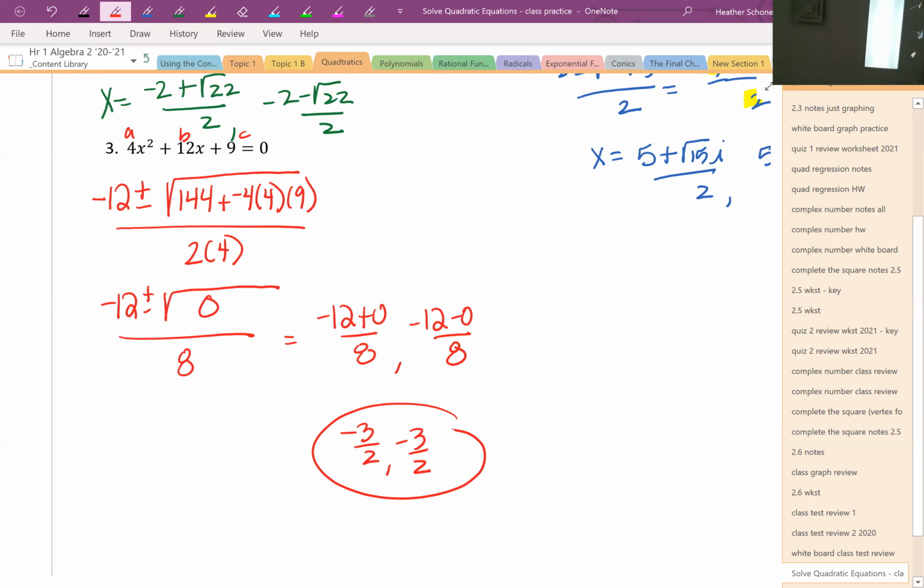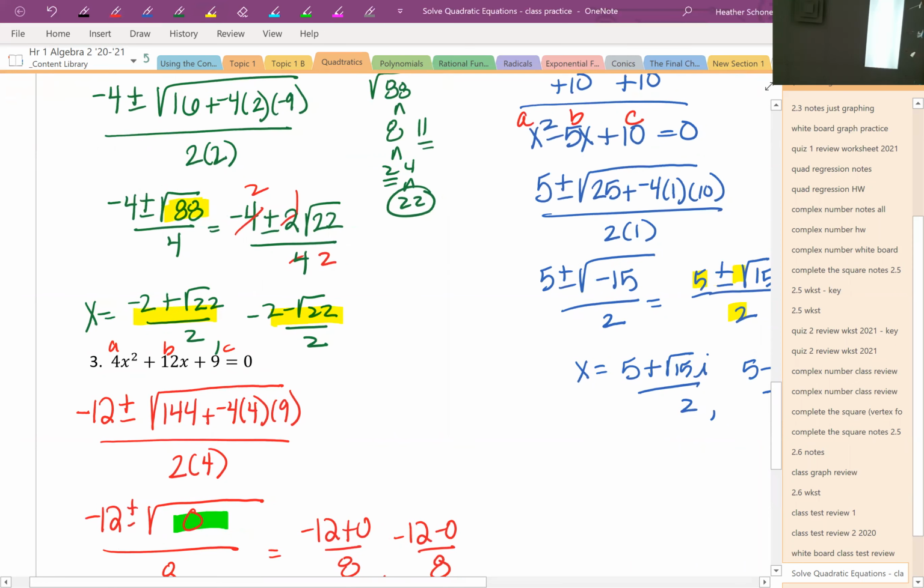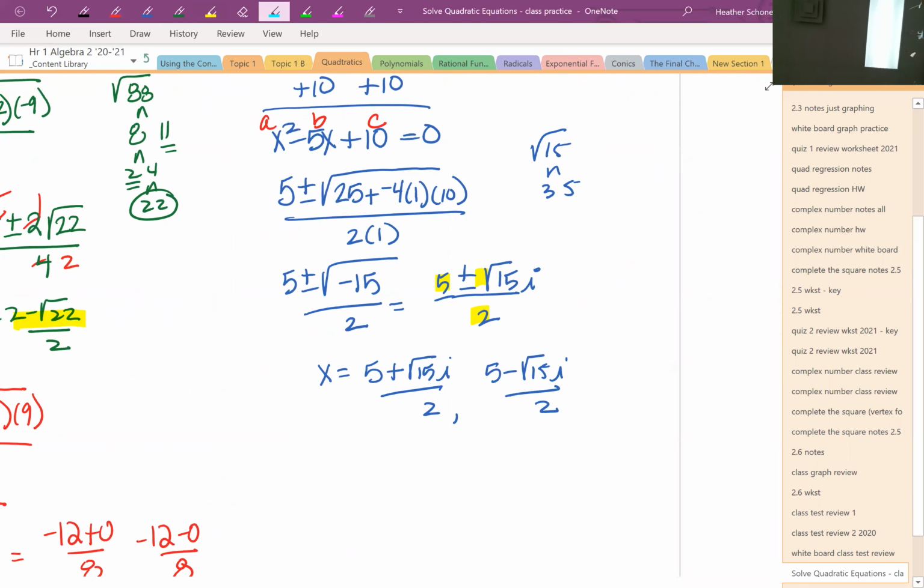Now notice on this one, my discriminant was 0, and I get 1 real number. Over here, my discriminant was 88, so it's a positive number, and I get 2 real numbers. On the last one, my discriminant was -15, and I get two imaginary. We know they're imaginary because they have an i in there. So all the rules about discriminants, it works. They all work together. It's all connected.